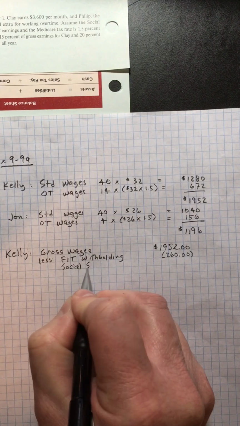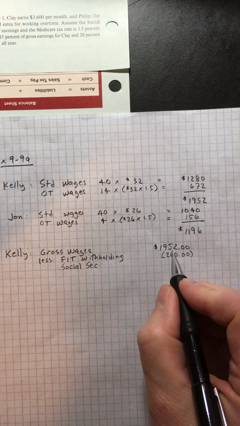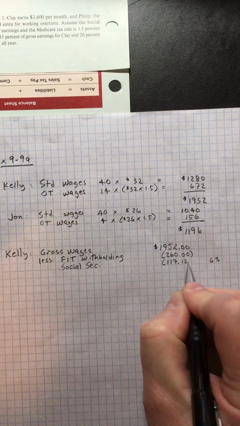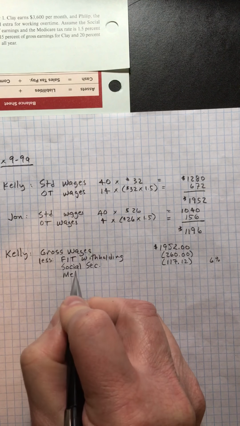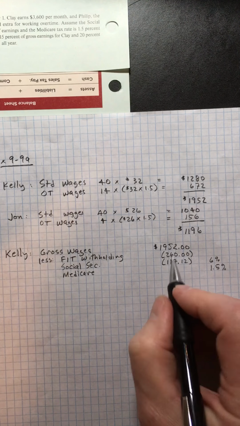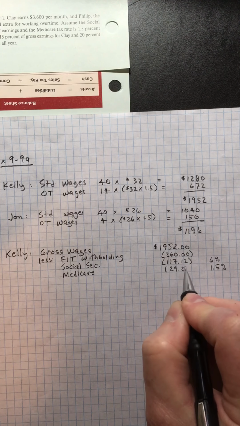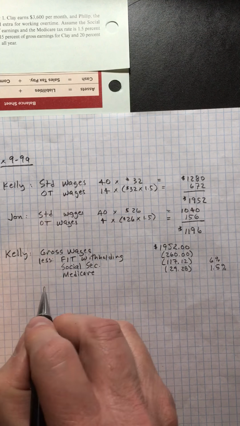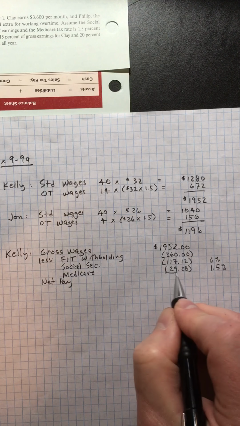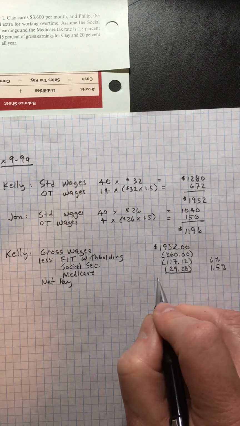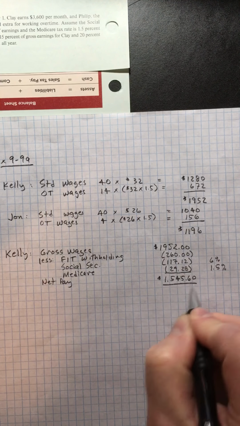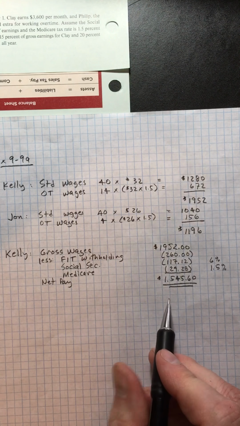Then we'll have Social Security. That's $1,952 times 6%. So that's $117.12. And then we'll have Medicare. And Medicare is 1.5% of 1952, or $29.28. So her net pay is going to be her gross wages minus these 3 deductions. So when I do that math, her net pay comes to $1,545.60. That's going to be the amount on her paycheck.